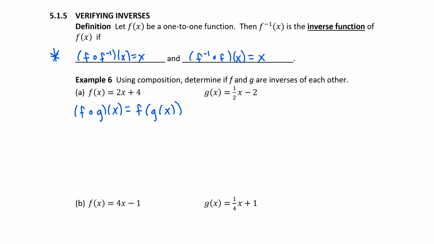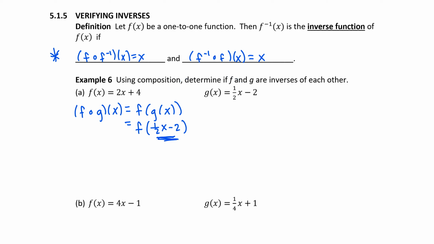F composed with g of x can be written in terms of the two individual functions as f of g of x. Now, remember, to execute this, we postpone the operation represented by that outside function until step 2, and then we're going to replace g of x with its function rule. Notice over here, g of x is equal to 1/2 x minus 2. So I'm going to take that function rule and replace g of x. We get 1/2 x minus 2. Once that's complete, then we're going to apply f to this new argument.